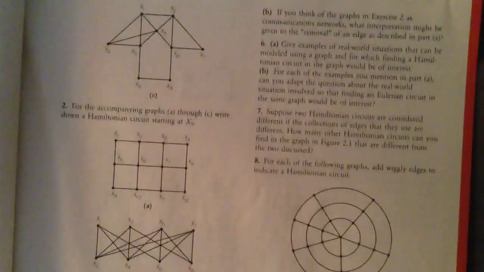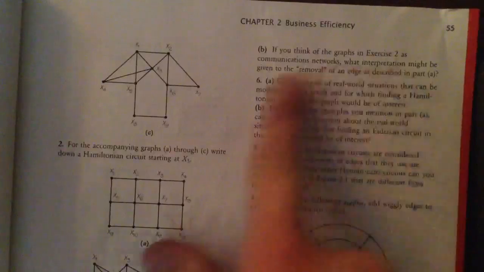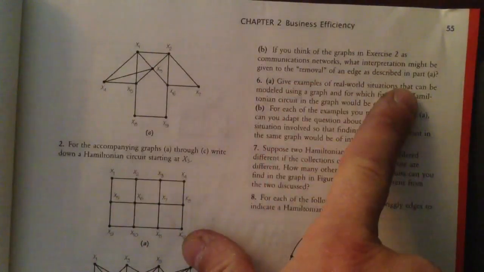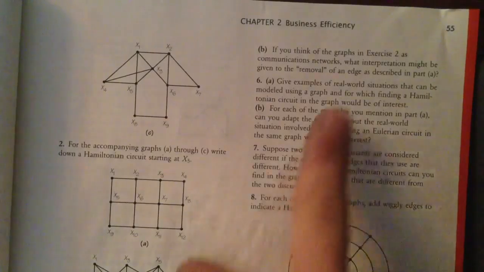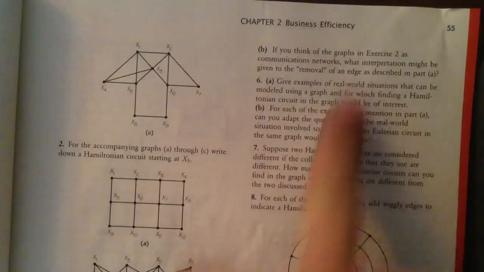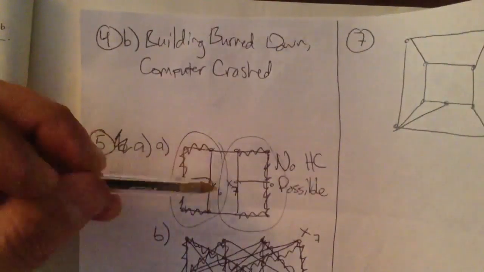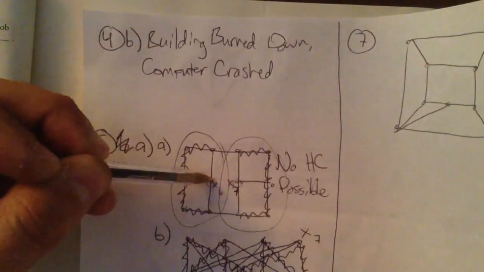Good. That was 5A. 5B. I'm looking up here, 5B. If you think of the graphs in exercise 2 as communication networks, one interpretation might be given to removal of an edge, as described in part A. Well, as opposed to removal of a vertex, like in part 4, now I'm looking at the removal of an edge. So, it's not like the computer, x6 or x7, crashed. The line between them went down.